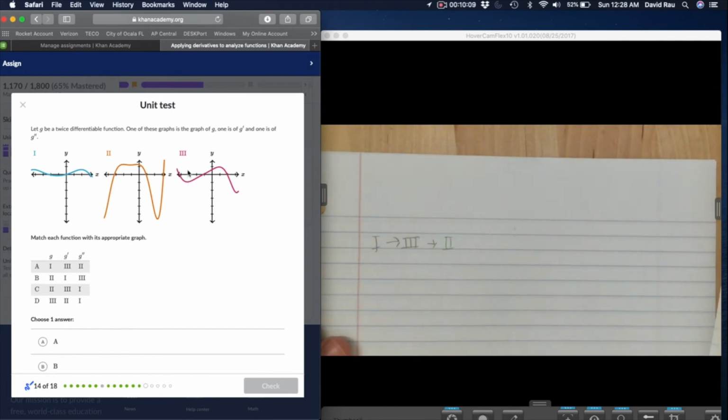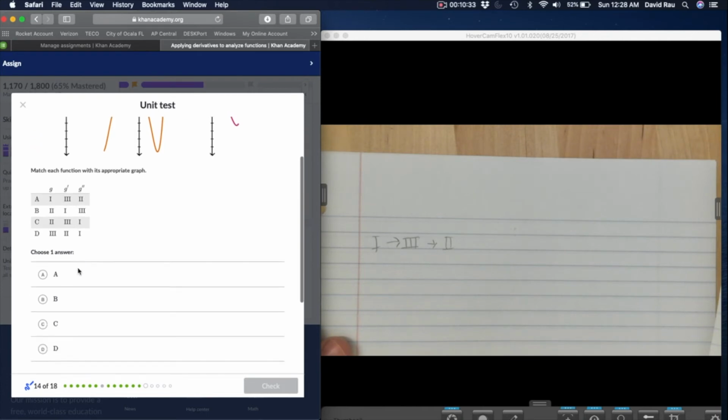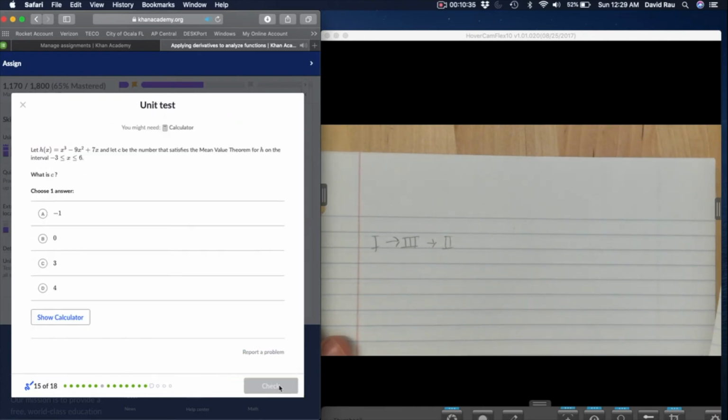Again, right here at about -3, it changes from decreasing to increasing. And right here, it changes from increasing to decreasing right about at 1, so that's true. And then right here at 4, it changes from decreasing to increasing. So 1 derives to 3, and 3 derives to 2. Which one is that? A. Oh, I'm so glad I didn't get that wrong.